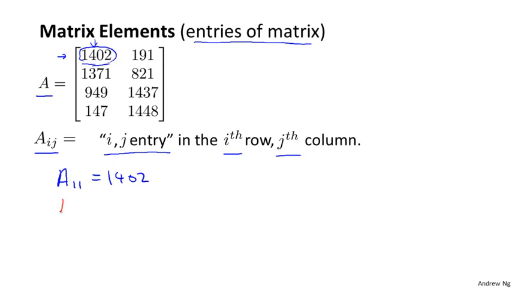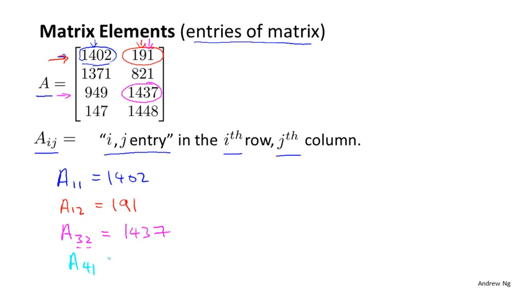Another example, A_12 is going to refer to the entry in the first row and the second column. And so A_12 is going to be equal to 191. Just a couple more quick examples. Let's say A_32 is going to refer to the entry in the third row and the second column, right? Because that's 3, 2. So that's equal to 1437. And finally, A_41 is going to refer to the fourth row, first column, which is equal to 147.